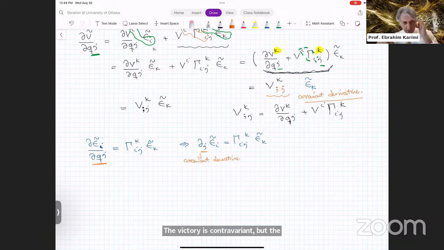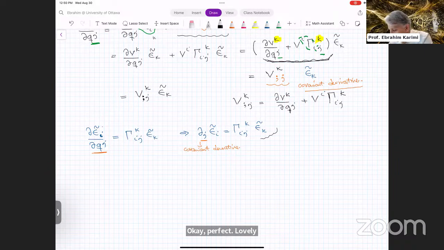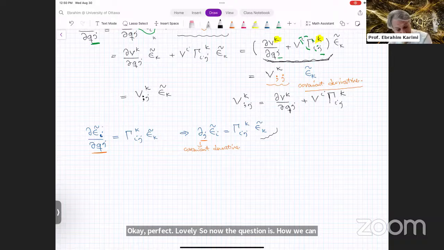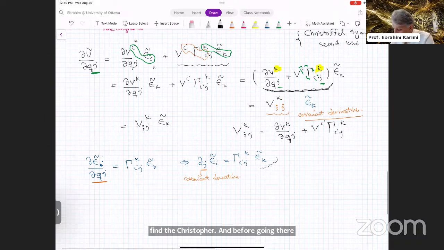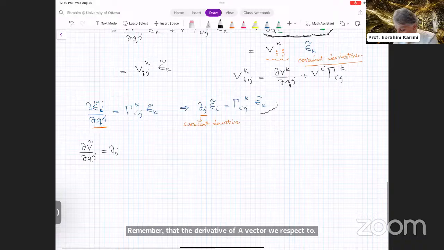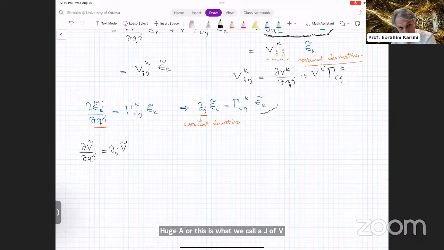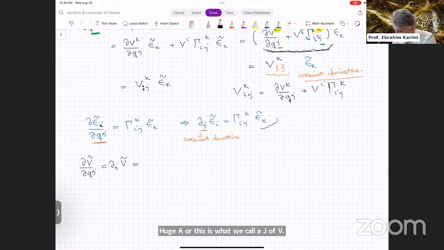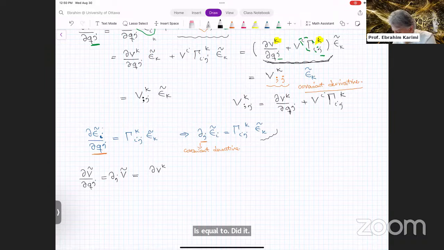Okay, perfect. Lovely. So now the question is how we can find the Christoffel symbol. And before going there, remember that the derivative of a vector with respect to qj, or this is what we call it, j of v, is equal to the derivative of vk with respect to j, plus vi gamma ijk, epsilon k.